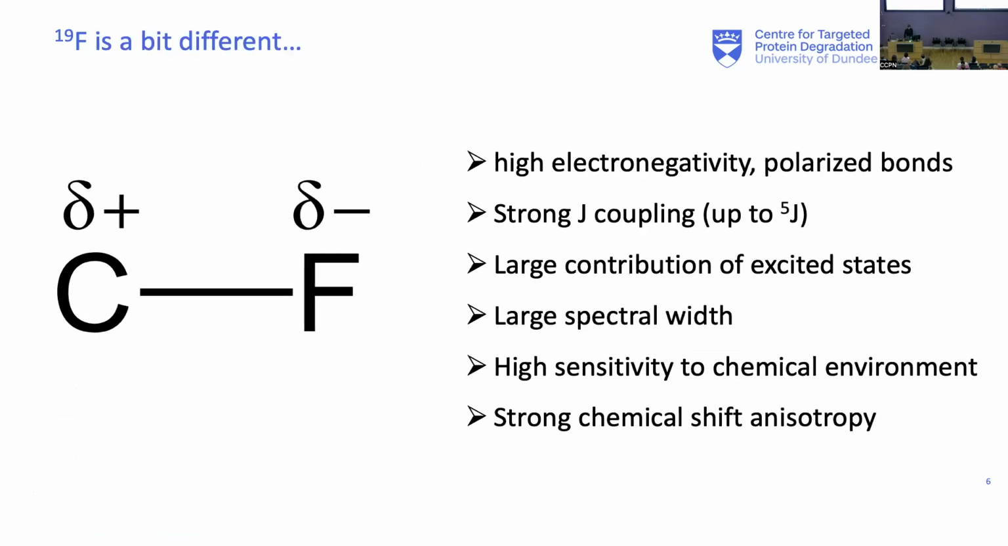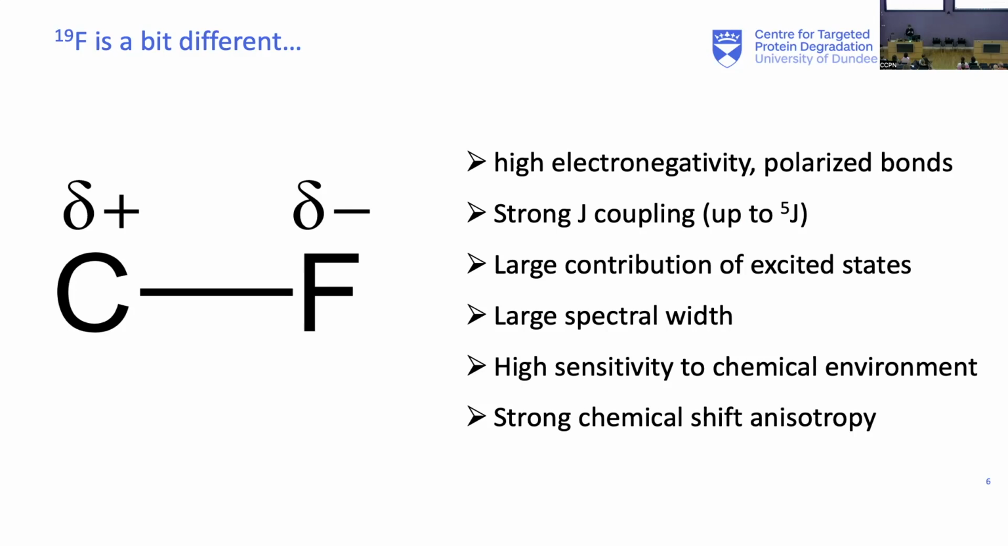Fluorine NMR is a bit different from proton NMR in some ways, and that's because fluorine is the most electronegative element, and that leads to very strongly polarized bonds, which leads to a few properties that we probably don't know that way from protons, like very strong J coupling. You can often observe up to 5J couplings. There's a very large spectral window, and you've got a very strong sensitivity of the chemical shifts to their chemical environment.